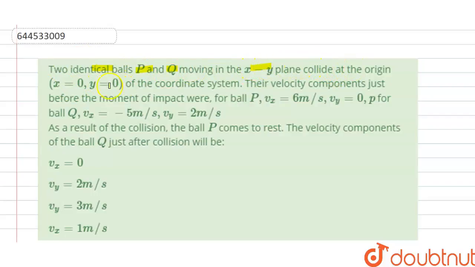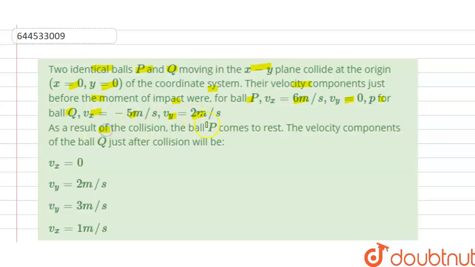Hello students, today our question is: two identical balls P and Q moving in the xy plane collide at the origin, at x equals 0 and y equals 0 of the coordinate system, and their velocity components just before the moment of impact were, for ball P, Vx, velocity in the x direction, is 6 meter per second and velocity in y is 0, and for Q, velocity in x is minus 5 meter per second and velocity in y is 2 meter per second.